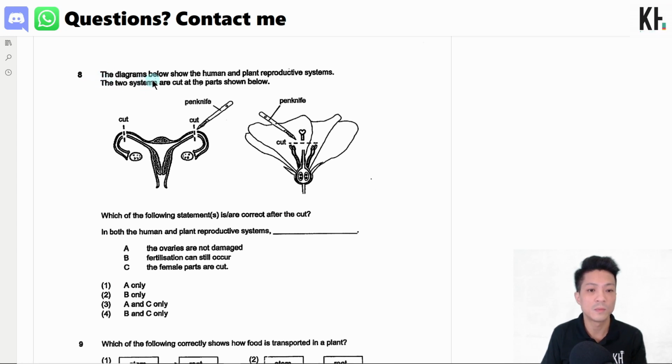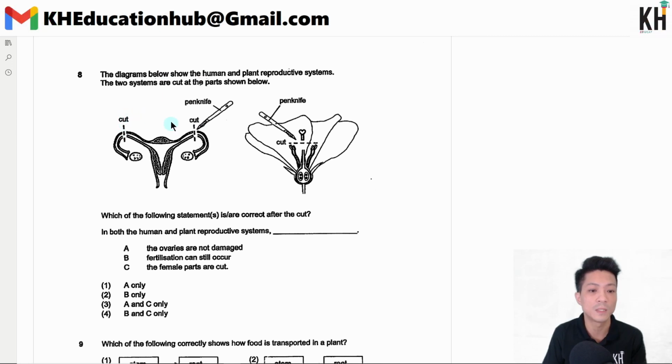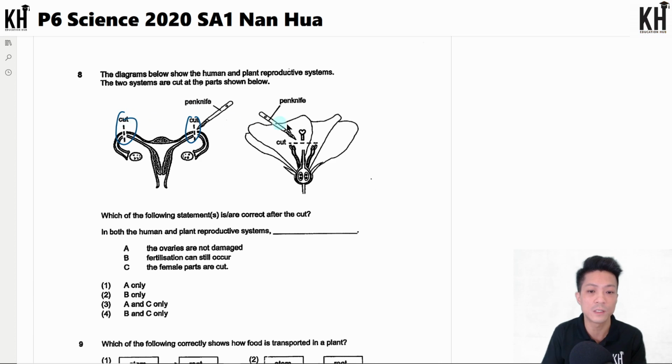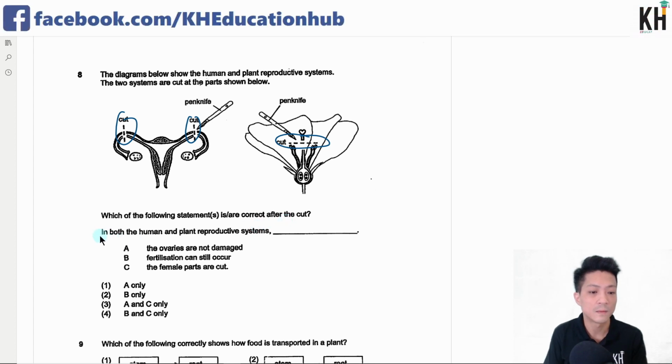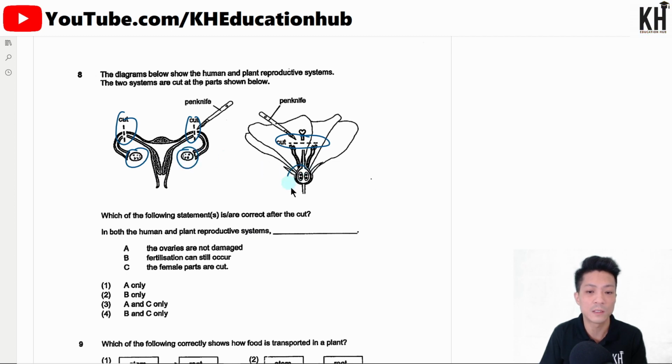Question 8. The diagrams below show the human and plant reproductive systems. On the left is the human reproductive system, and the one on the right is the plant reproductive system, which is the flower. There is a cut over here, and there's a cut over here. Which of the following statements are correct after the cut? In both the human and plant reproductive systems, the ovaries are not damaged. Yes, because the ovaries are located here, here, and here. They are not damaged.